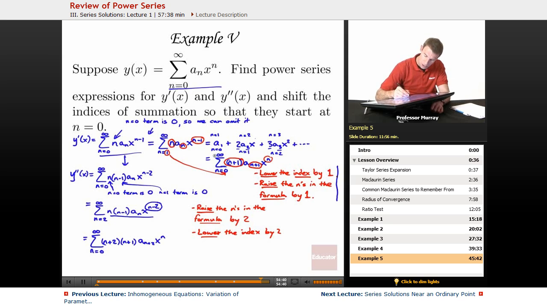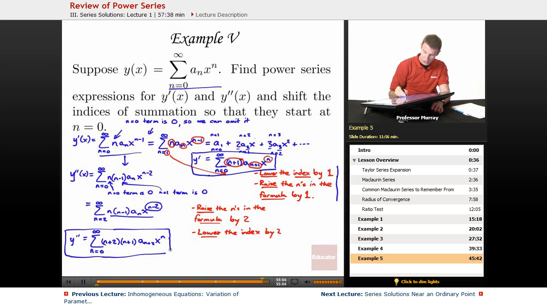So let me box what I've figured out here. Y prime is the sum from n equals 0 to infinity of n plus 1, a sub n plus 1, x to the n. Y double prime is the sum from n equals 0 to infinity of n plus 2 times n plus 1 times a sub n plus 2 times x to the n. These are really important formulas. It's worth studying them very carefully and making sure you understand them or at least remember them, because we're going to be using them very heavily next time when we use series to solve differential equations.